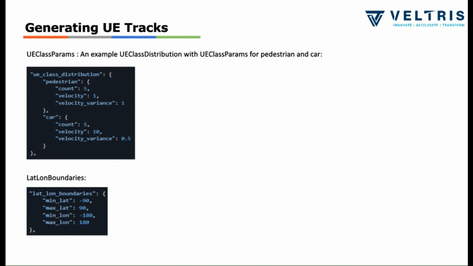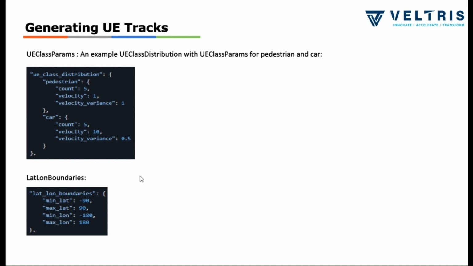There are three basic UV class parameters: count, velocity and velocity variance. Count is the number of UVs this particular class has to generate in the simulation. Velocity is the average velocity of this UV class in meters per second. Velocity variance is the average variance from the average velocity of this UV class.